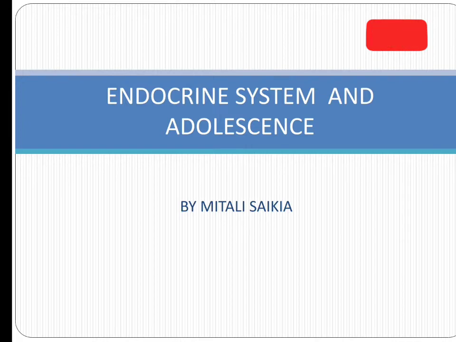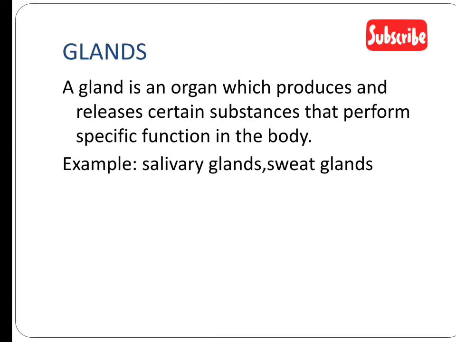So now let us know about this endocrine system in detail, but before that let us know what glands are. So what are glands? A gland is an organ which produces and releases certain substances that perform specific functions in the body. Example, the salivary gland. It releases saliva, and this saliva has a specific function in the body. In the same manner, the sweat glands release sweat, and this sweat also has some specific function in the body.